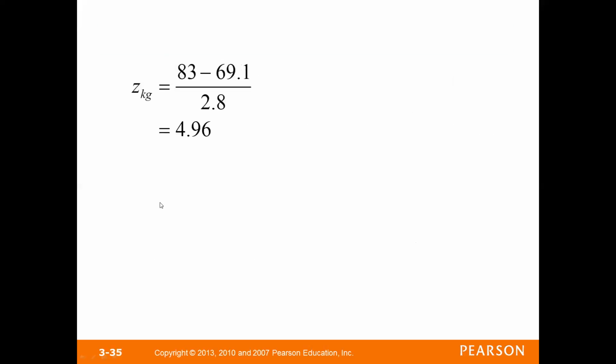So we're going to calculate z-scores. For Kevin Garnett, we're going to take his height minus the average height of 69.1 and divide by 2.8. So Kevin Garnett's height was 13.9 inches above the average. In terms of a step size of 2.8 inches, that gives me almost 5 steps above the mean.